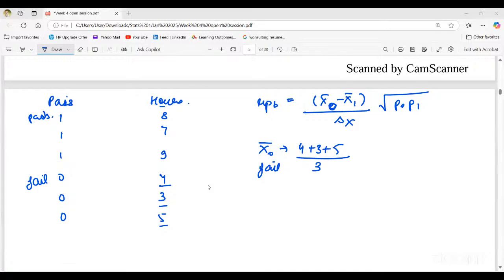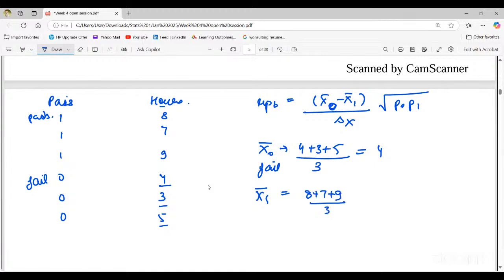Yes, ma'am. So I would be getting x bar naught as 4. Similarly, my x bar 1 would be what values? The mean of the pass values: 8, 7, 9, so 7 plus 9 plus 8 divided by 3. So this would basically be 8.